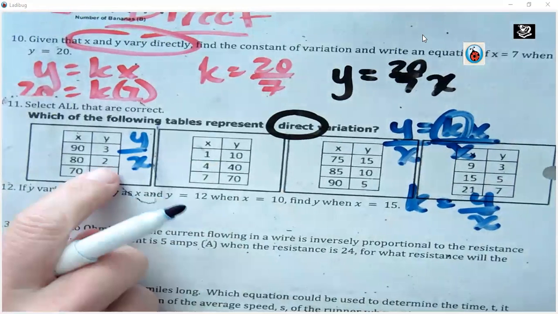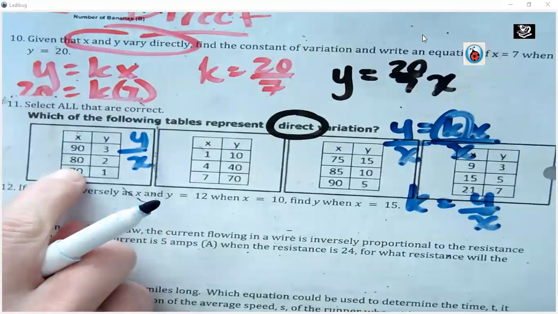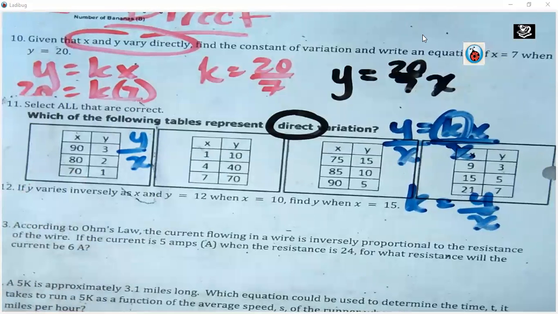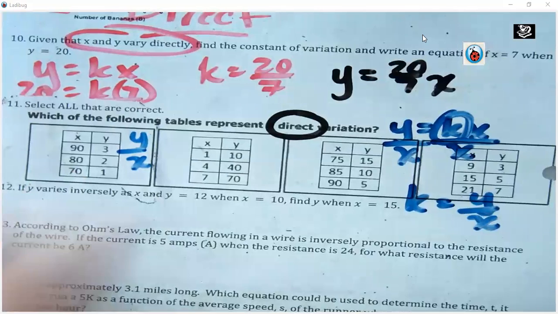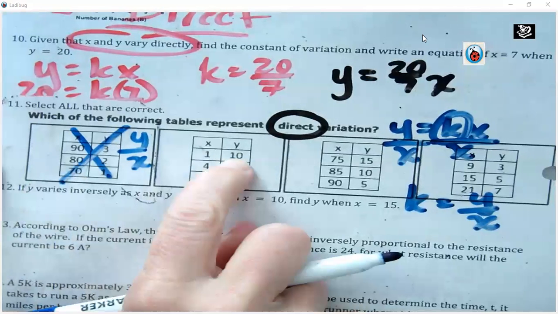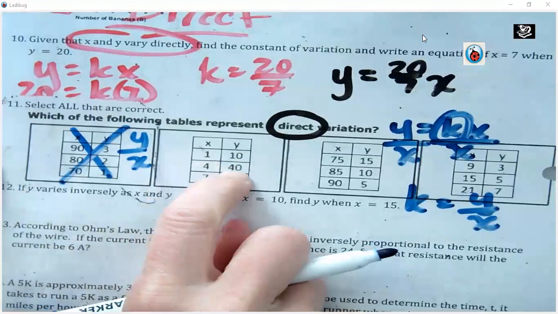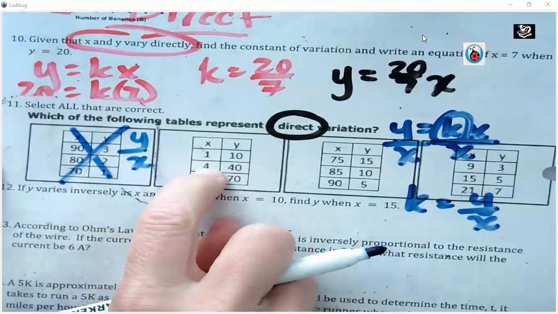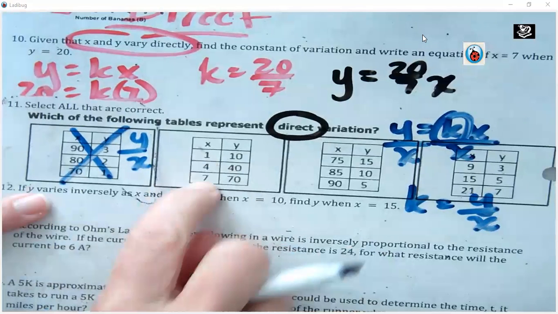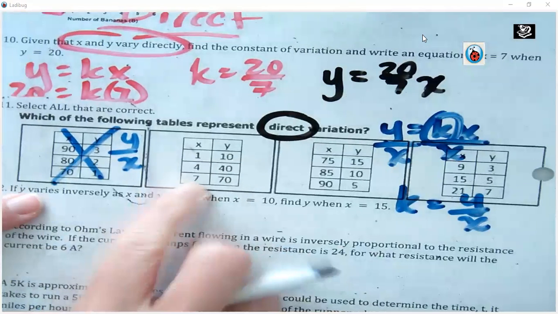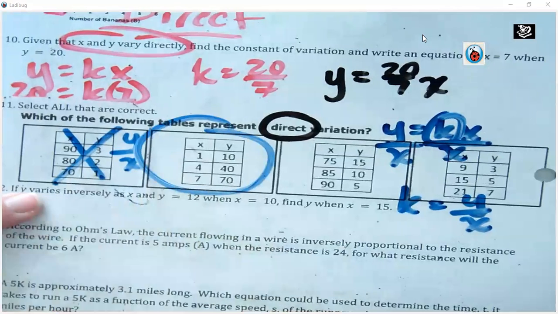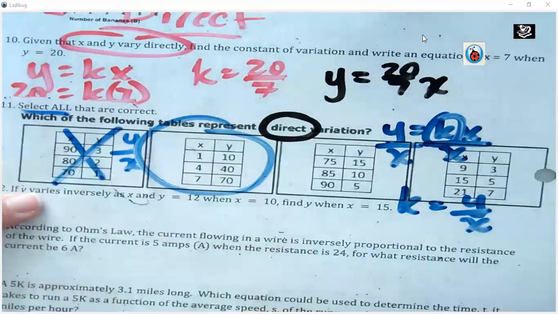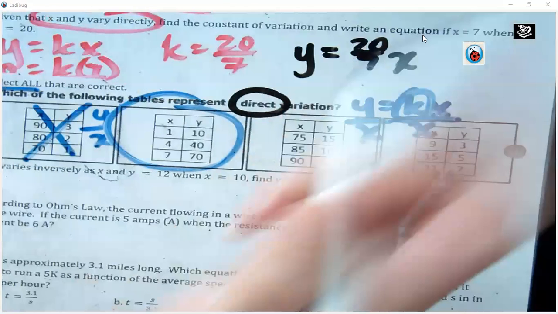If you do 2 divided by 80, does that reduce to 1 over 30? No. All right, y divided by x. 10 divided by 1 is 10. What about 40 divided by 4? 10. 70 divided by 7? 10. Are we done? No, because it said select all, which means there's more than one answer. 15 divided by 75.